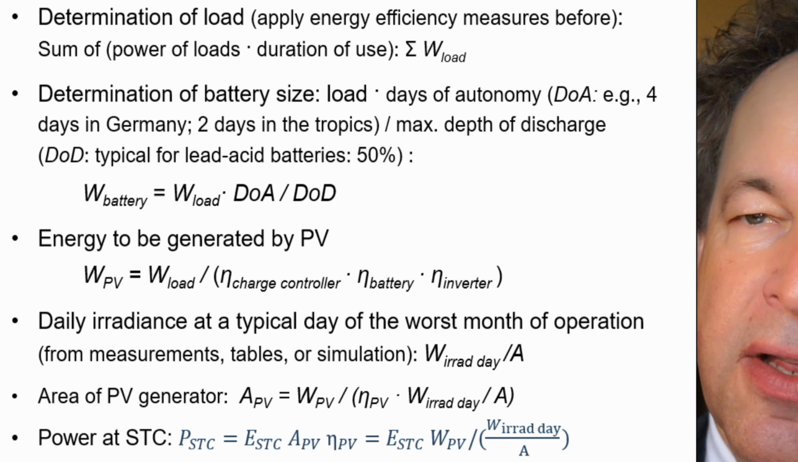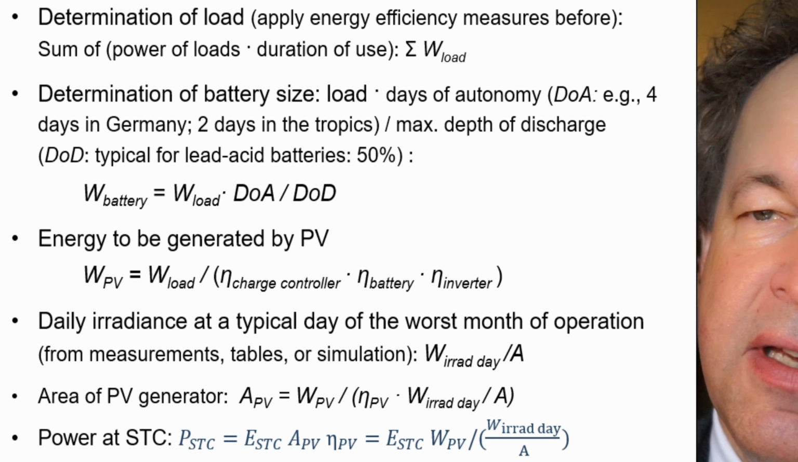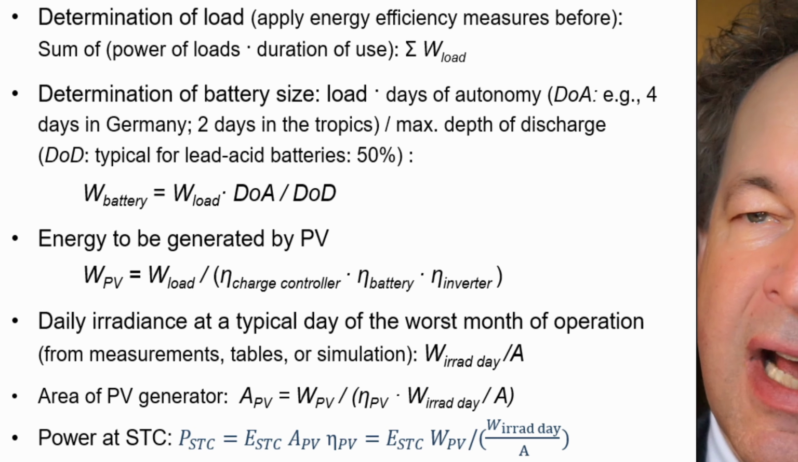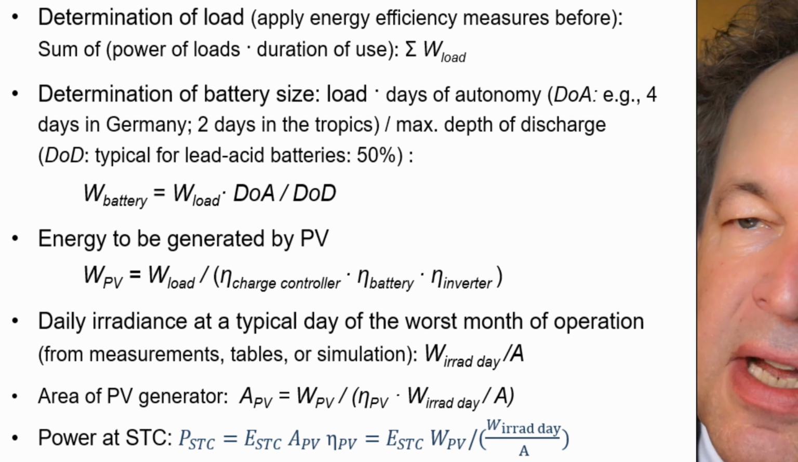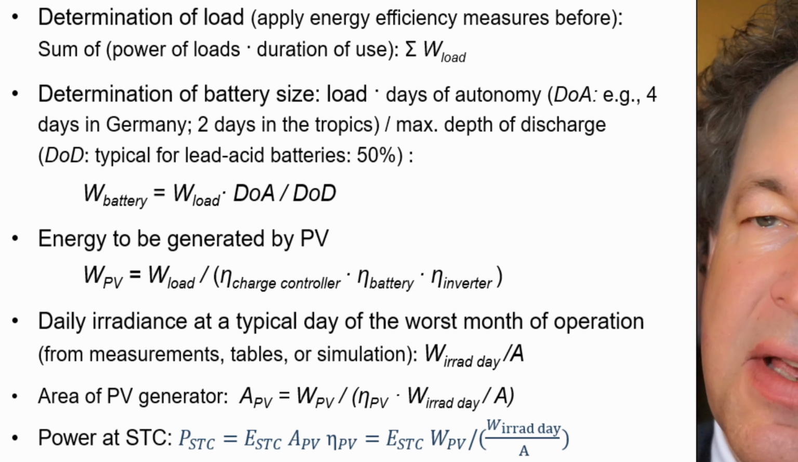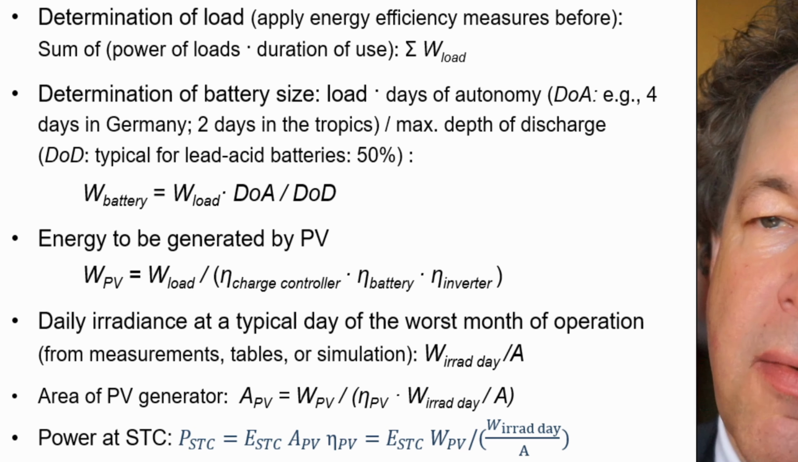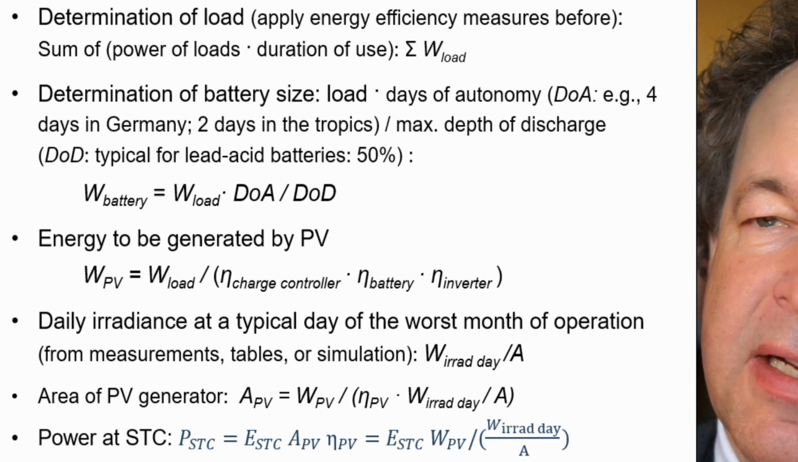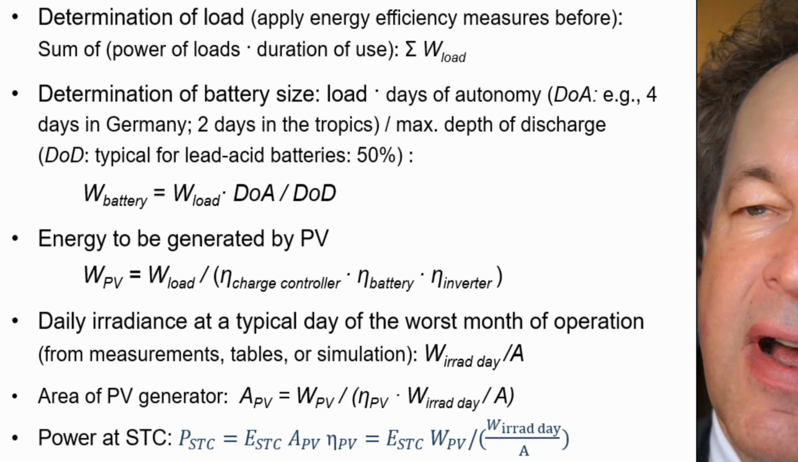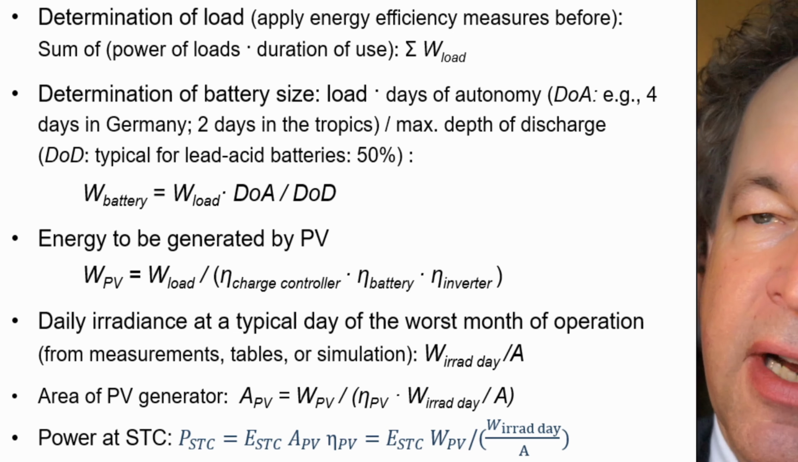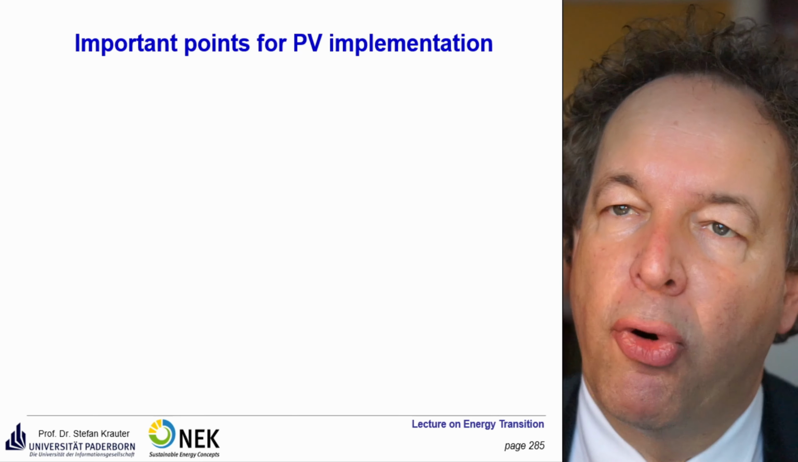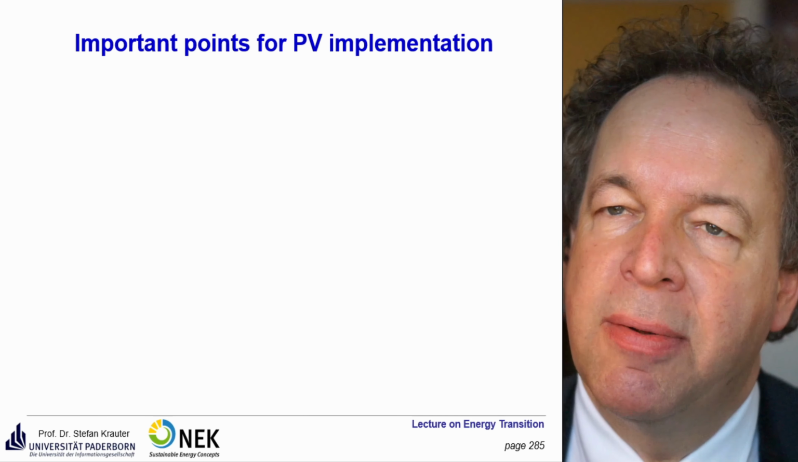So you have here the irradiance under standard test conditions times the area of the photovoltaic generator times the photovoltaic conversion efficiency, and then you have here the irradiance under standard test conditions times the energy to be generated by the photovoltaic generator divided by the irradiance value during typical day at the worst day of the month divided by the area. What are important points for PV implementation?